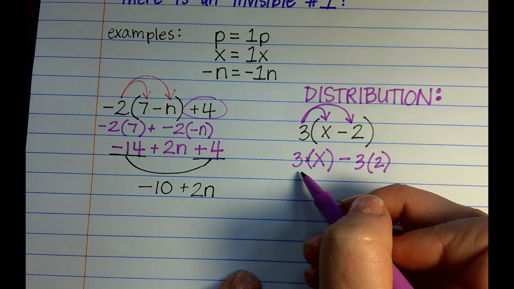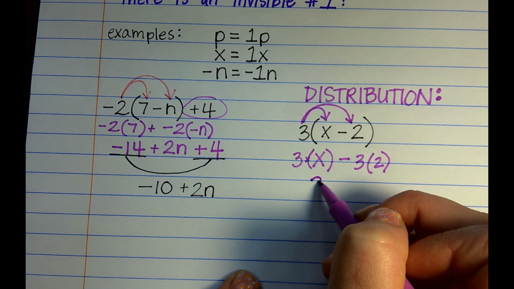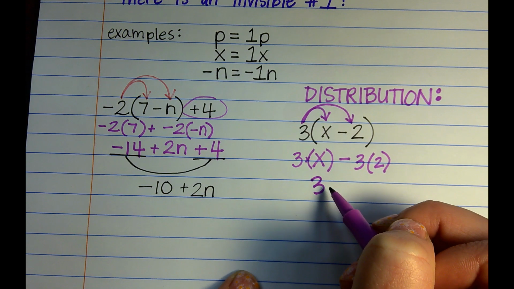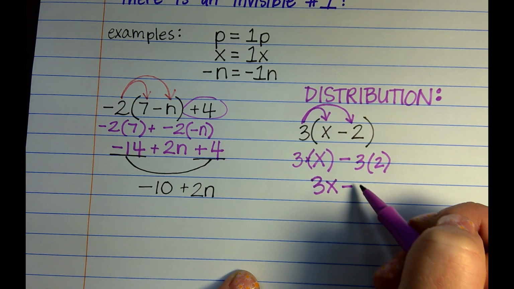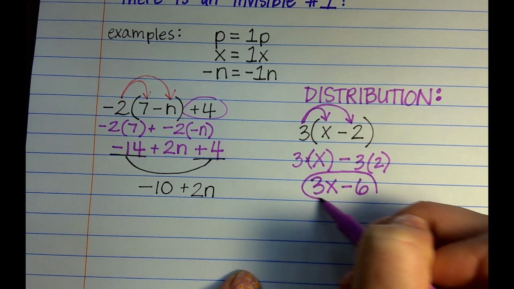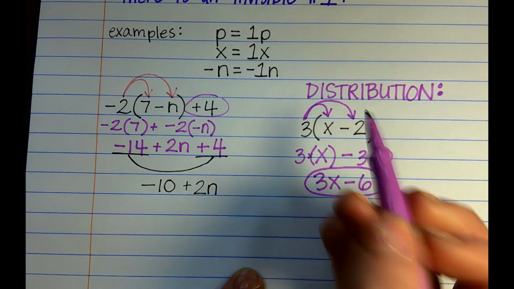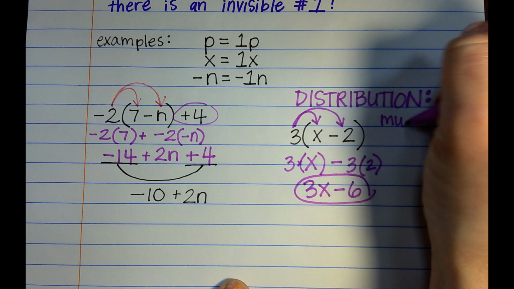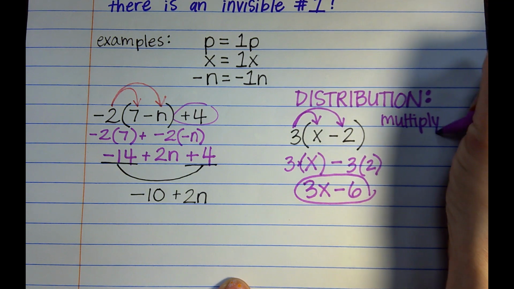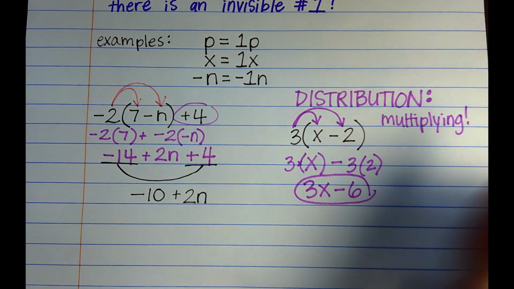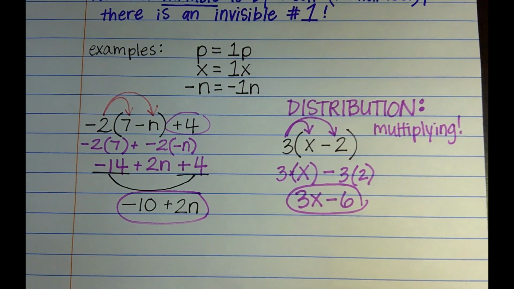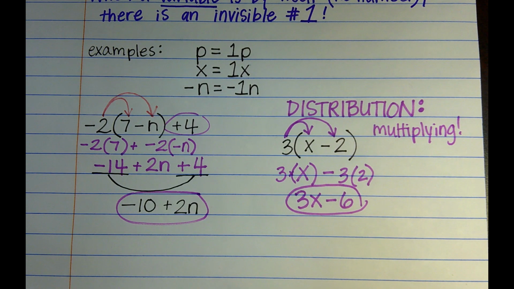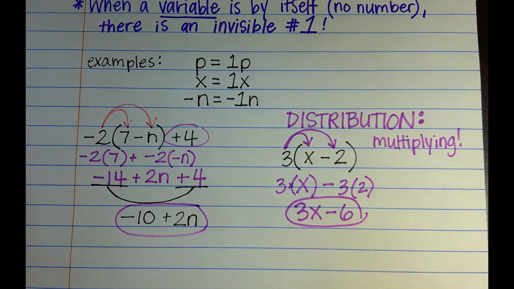And what would that be? 3 times x is? 3 what? 3x, good. And minus, what's 3 times 2? 6. So that would be our answer for this example. Distribution is just multiplying. And I always like to draw the arrows. It just helps me remember what I'm doing. Okay, so there's another little note to have. And then we'll go back to our worksheet.